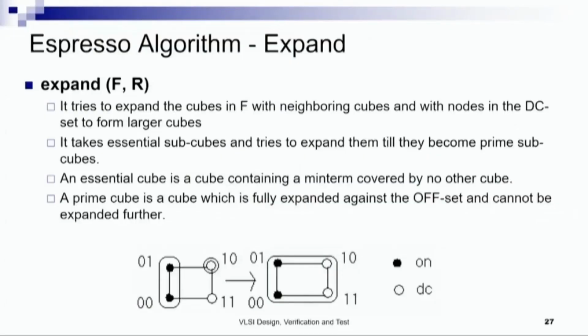As an example, let us say this was an initial cube in F, and these are two don't cares. Then we can expand in this direction, and finally we can obtain this cube after expansion. We cannot expand it further because, let us say, somewhere in the vicinity we have zeros, and hence we cannot expand this further. By this we can reduce the number of literals in the cube by 1. So, this is the objective.